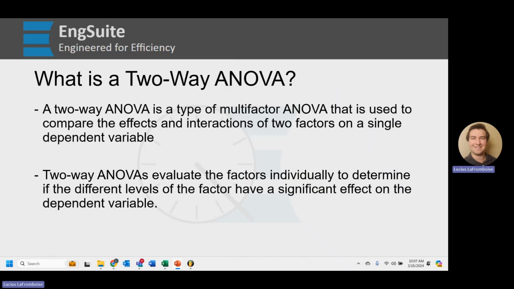So, two-way ANOVA is a type of multi-factor ANOVA that's used to compare the effects and interactions of two factors on a single dependent variable. So if you remember from our previous videos, ANOVA stands for analysis of variance. And what we use it to do is to evaluate the effects of independent variables on dependent variables. And so two-way ANOVAs evaluate the factors individually to determine if the different levels of the factor have a significant effect on the dependent variable.